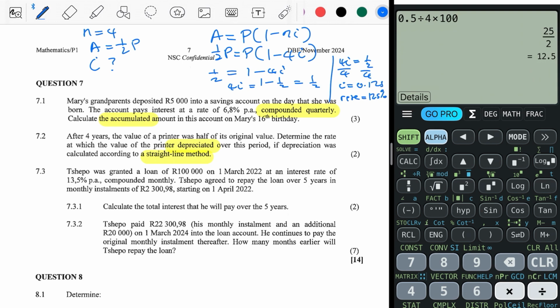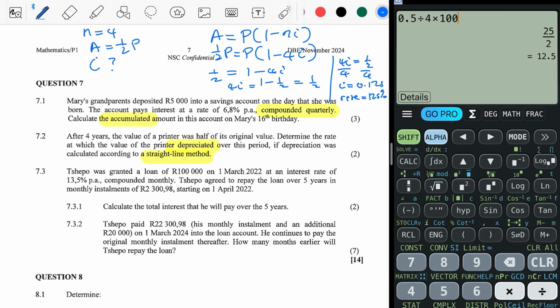So what does that mean? It means that you buy a printer, and after 4 years, the printer's value has reduced by half of the original price. That means the value of the printer has been reducing by 12.5% per year. Does that make sense? I hope it does.